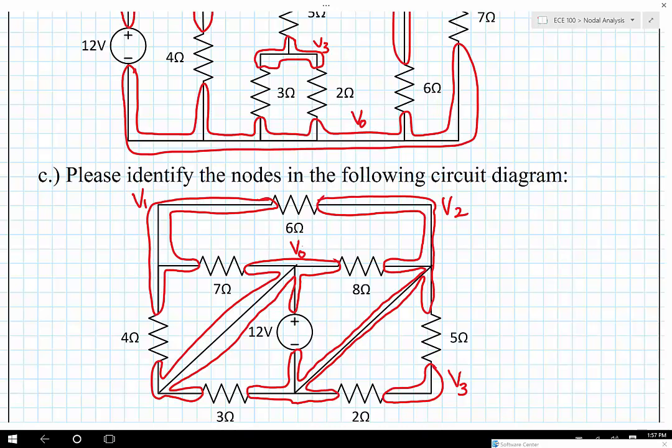So although it's a bit trickier than the others, notice that all you have to do is trace the full extent of all the connected wires right up to the edge of the circuit elements, and whatever that full extent is, that's considered to be one node.